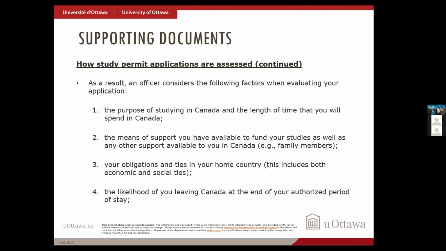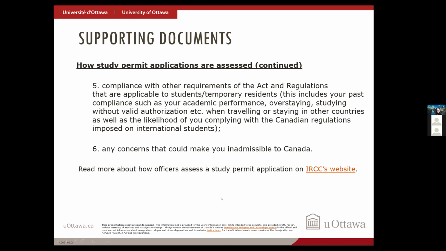So whether that be, do you have a job right now? Do you own property? Social ties. Are you part of an organization? Do you volunteer? Anything that ties you to your home country, they're looking at that in the application. What reasons does the applicant have to return to their home country after their studies? They're going to be looking at the likelihood of you leaving at the end of your authorized stay. So just what we were talking about now.